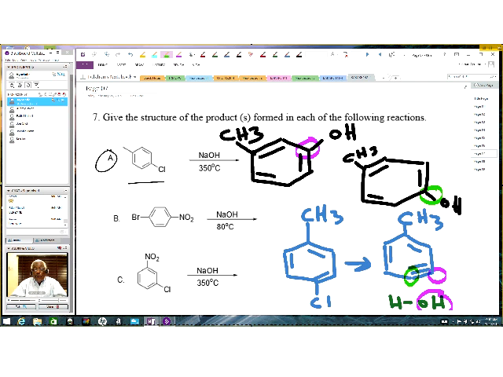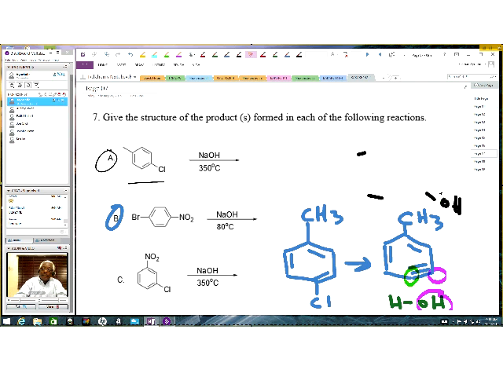But the most important information here is that any time you have sodium hydroxide, high temperature, and a halogenated benzene molecule, you are going to lose the halogen, in this case chlorine or bromine, and replace it with a hydroxy group. And that's essentially what we've done here, through the formation of a benzyne.